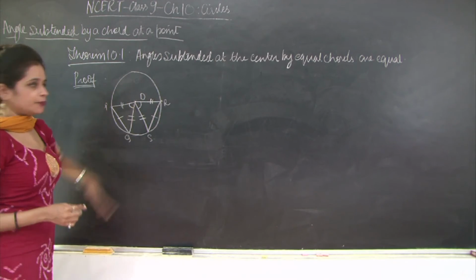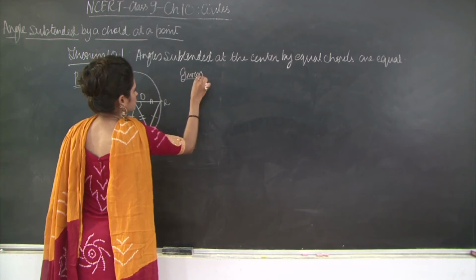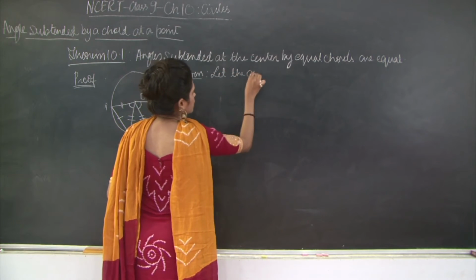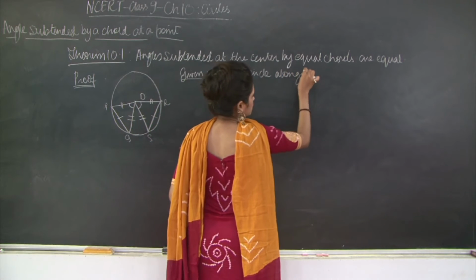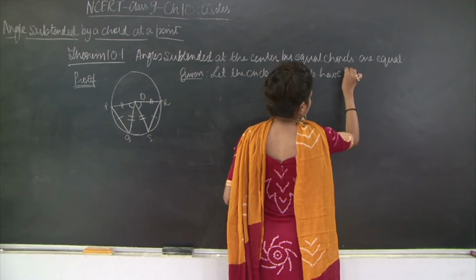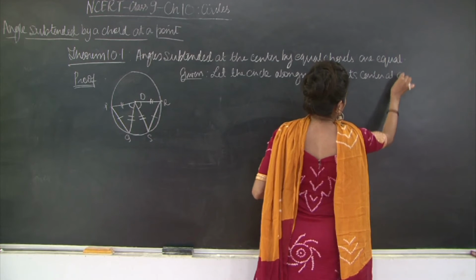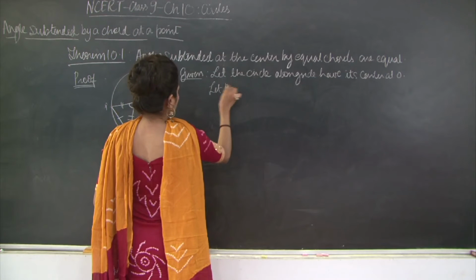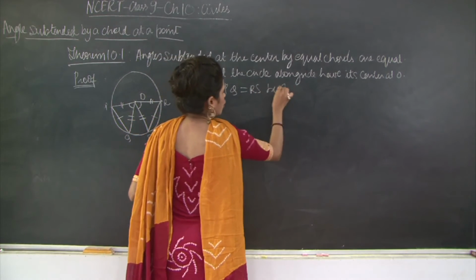So let's write the proof now. So I'll say given, let the circle alongside have its center at O. Let PQ is equal to RS be two chords of the circle.